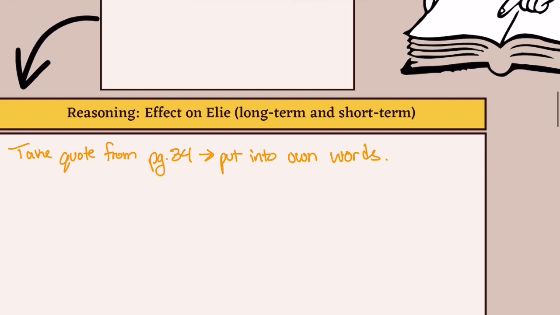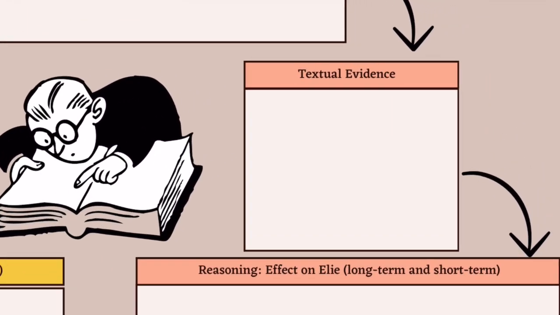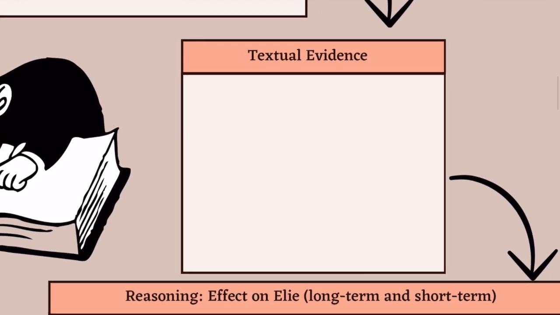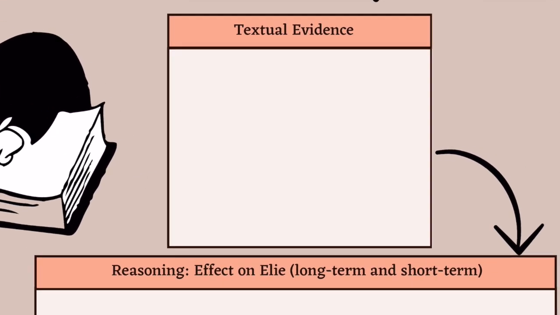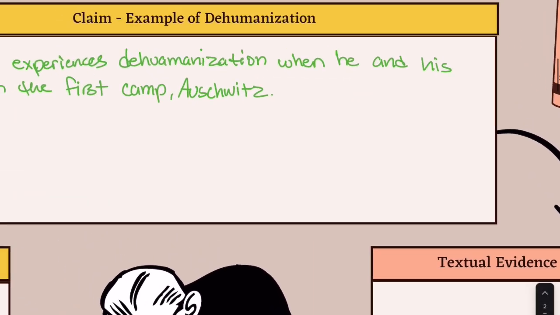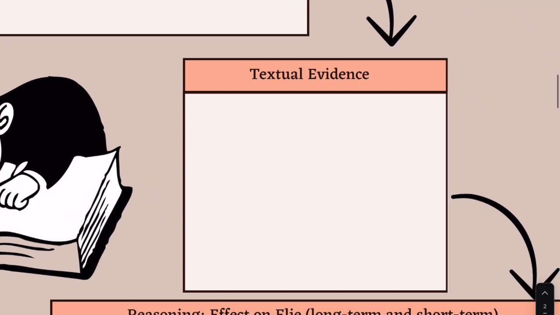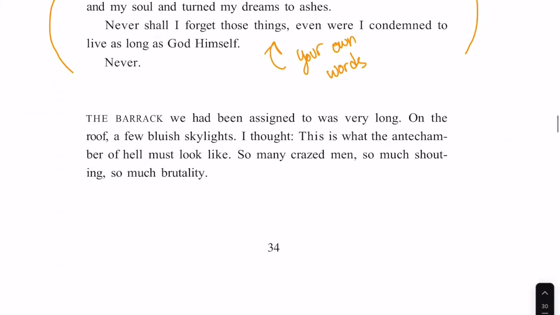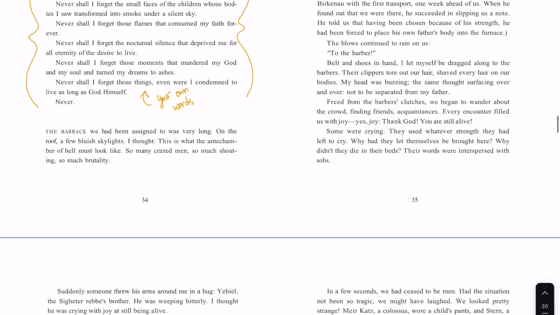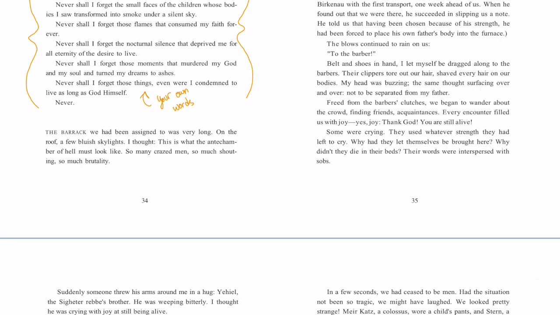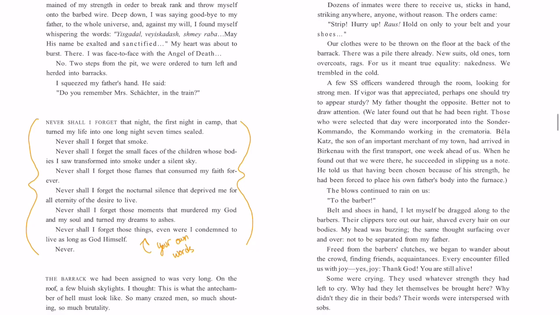Now, let's look at another piece of textual evidence about what happens to them. How do they experience dehumanization when they get to the first camp, Auschwitz? Because remember, we're still focused on this claim here and how we're going to support it. Okay, and for that one, I want to take your attention to page 35. Look what it says here.